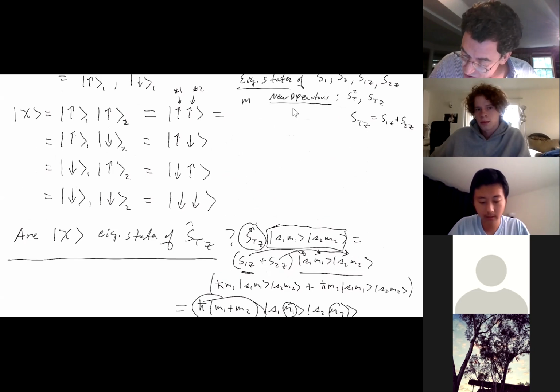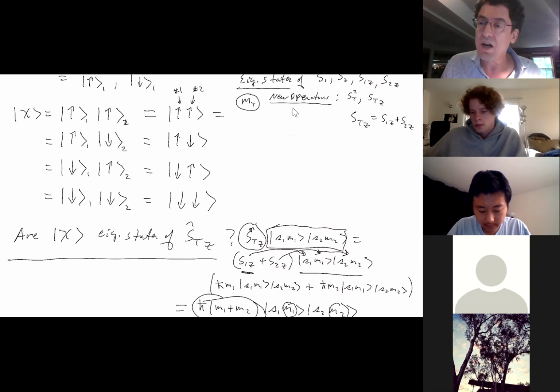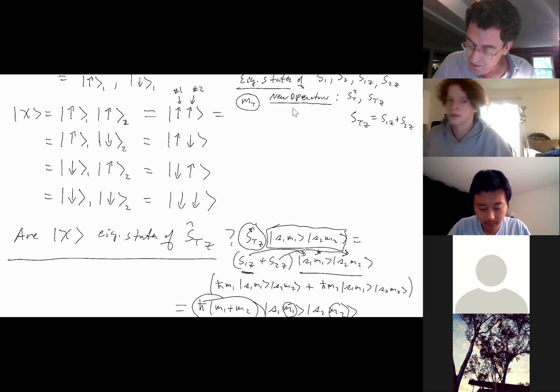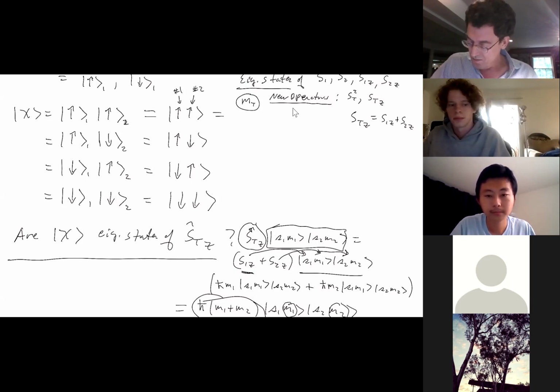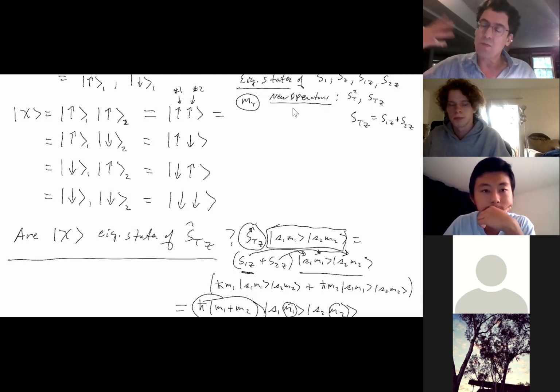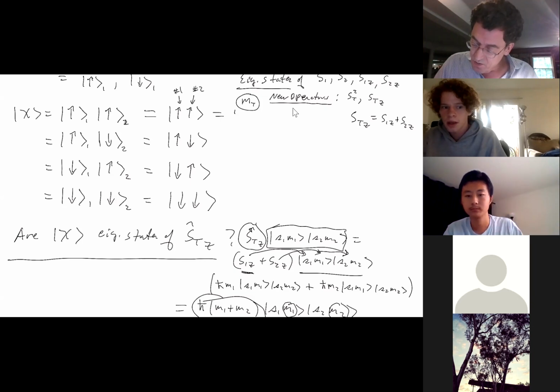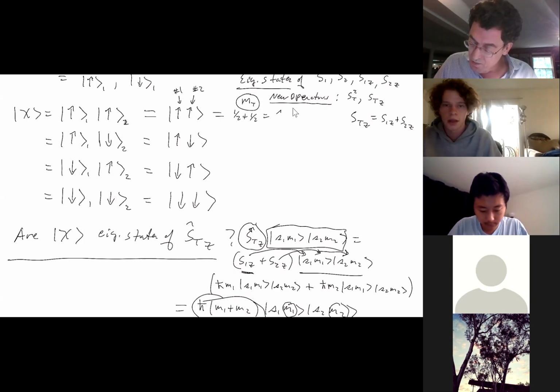So I have M total, my eigenvalue of the S Z total operator. And now I'm going to ask you, what is the Z component of the total spin for this state right here, the up state? So what is it? Somebody tell me. What is the total Z component spin angular momentum? 1. Exactly. It's just 1/2 plus 1/2 equals 1.